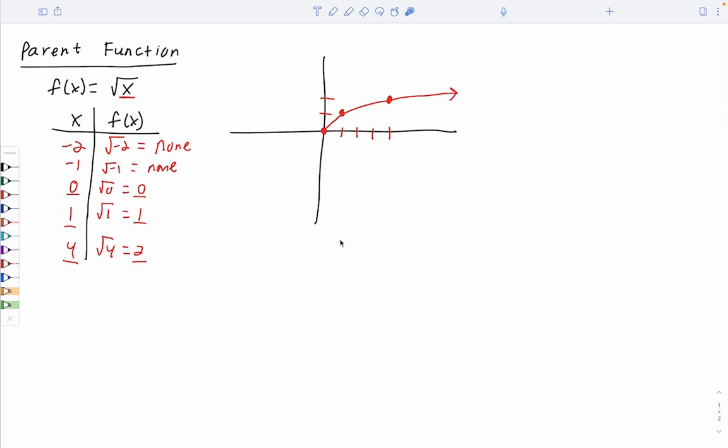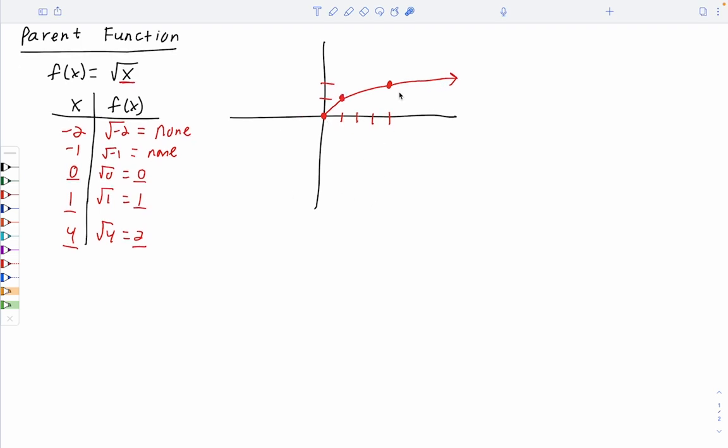So this is the parent function for all square root functions. When we talk about transformations in a minute, if it shifts left 2, it'll be this exact graph shifted left 2. If I say it's been shifted down 1, it would be this exact graph shifted down 1. So it's this exact graph that all transformations derive from. That'll be a really important thing to understand: know this graph well.